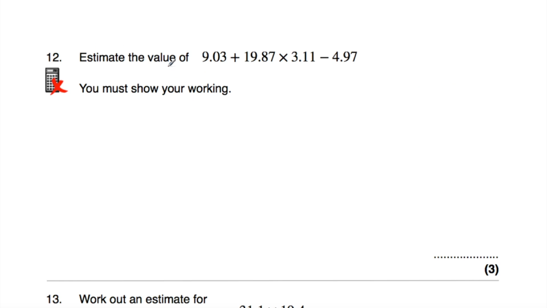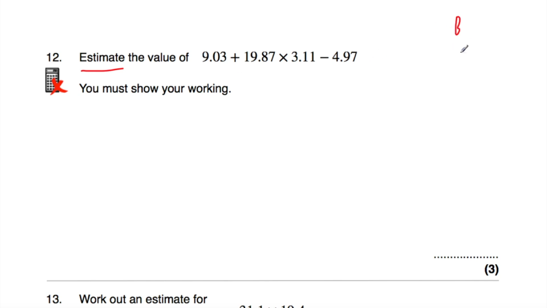So question number 12, we've been asked to estimate the value of 9.03 plus 19.87 times 3.11 subtract 4.97. So what we're going to do in this question is we've been asked to estimate it, so we're going to round these numbers, but also in this one you need to be careful. Remember your order of operations. So does it have any brackets? No.